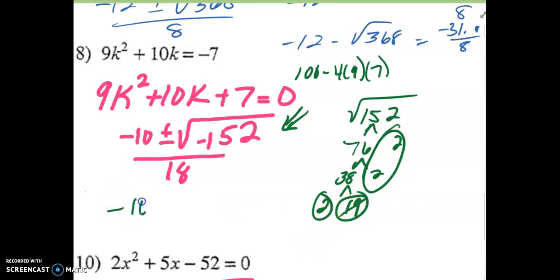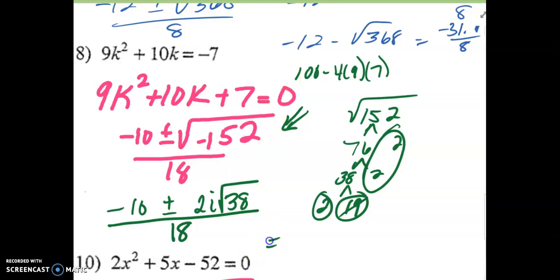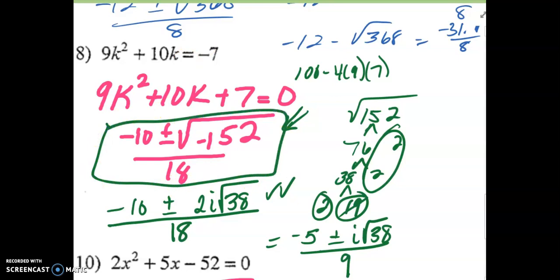So I'm going to get -10 plus or minus 2i root 19 times 2 is 38 over 18. Great answer. The only thing is there's a 10, a 2, and an 18 out front, which means I can make this -5 plus or minus i root 38 over 9. So if you did get this answer, that is very close to the right answer. If you got here, that's still great.